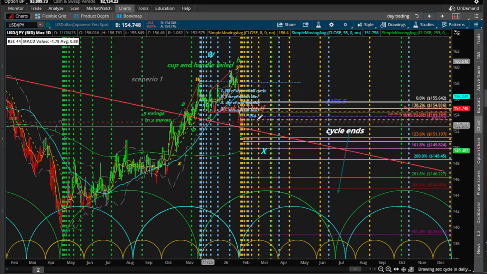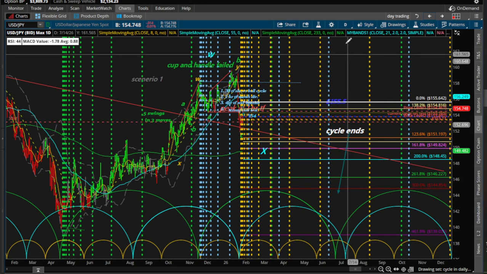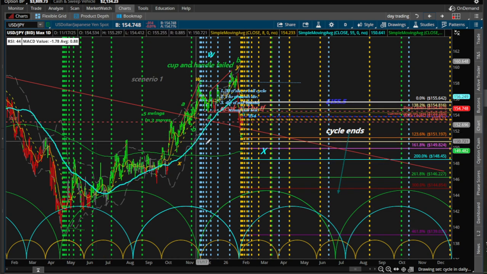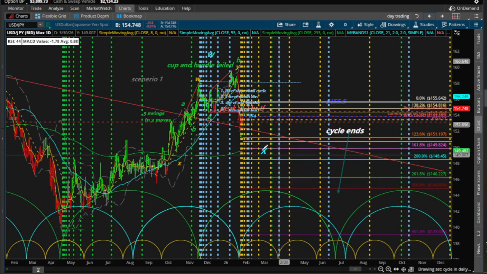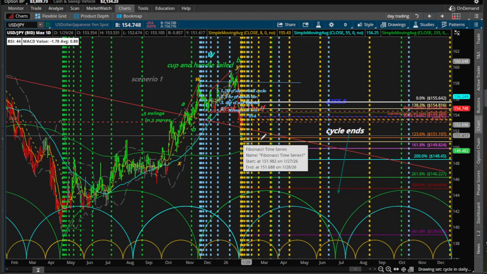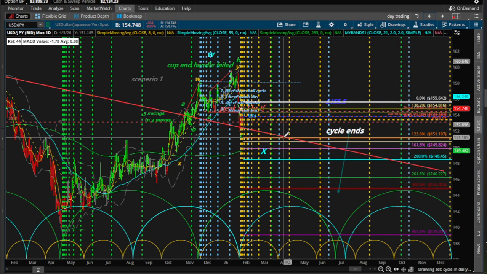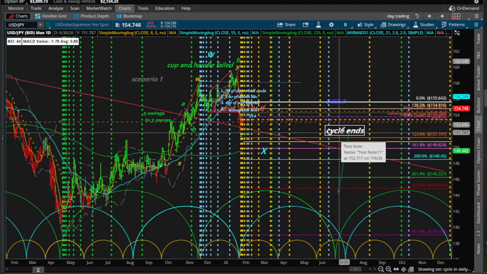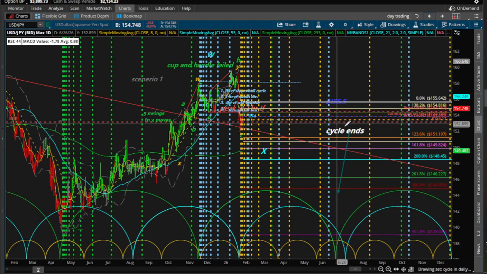Right now we're going to start on this chart on the daily. These vertical lines, the green, blue, and yellow, are timestamps. When they overlap, it's a little bit more significant of a turn, end of cycle. Right now, the cycle that I'm focusing on for a completion of a move is somewhere around the end of June, beginning of July, first week of July.